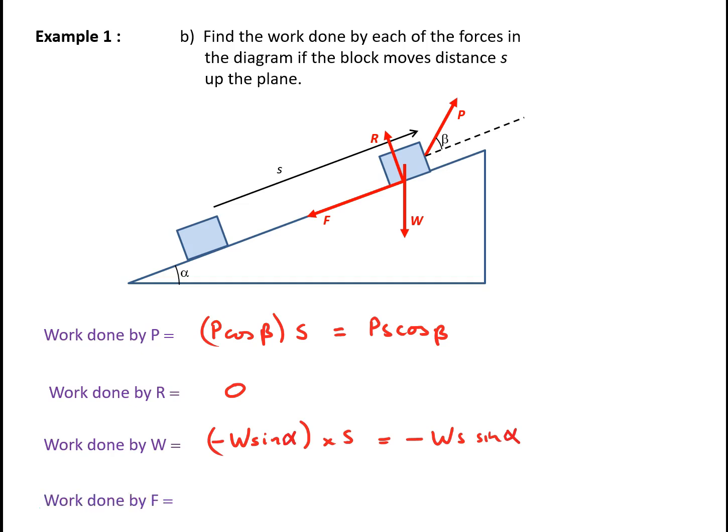And finally, the work done by F is the component of F in the direction of motion times s. Now, F is in exactly the opposite direction to the direction of the motion, so the component of F in the direction of motion is minus F. So the work done by F is minus F times s.